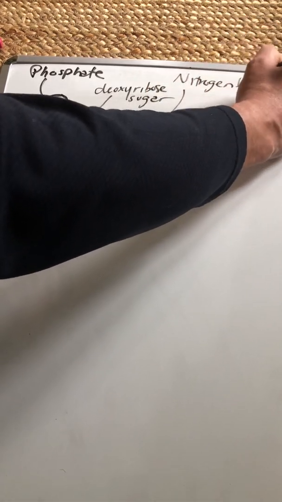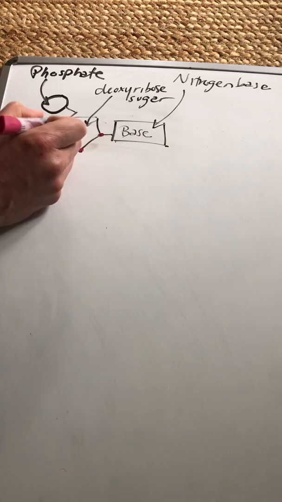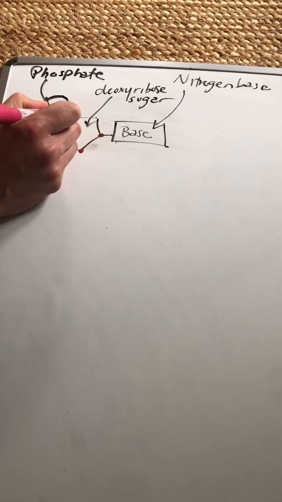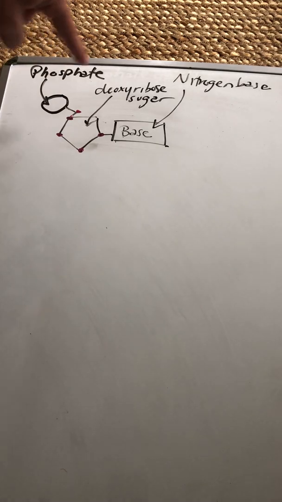Nitrogen base. And now, I don't want to get too technical here, but the sugar, notice, has 5 points to it. This is a carbon here. This is a carbon here. This is a carbon here. This is a carbon here. This point right here is actually where an oxygen is, so there's no carbon here. The 5th carbon is on a little functional group that sticks off right there. So I've just put a pink dot on the 5 carbons in this molecule.